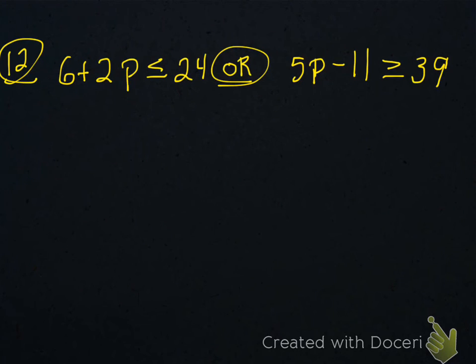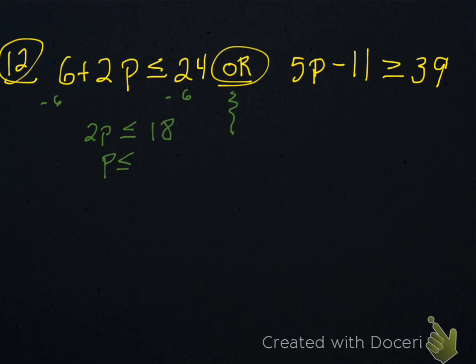Alrighty then, last problem. Yay! Okay, we have an OR statement. OR, so is it going to look like number 1 or number 2? Yep, it's going to look like number 1. Okay, so I'm expecting something that looks like number 1. Let's solve the left half. I got to get rid of that 6. So I'm going to subtract the 6, so now I have 2p less than or equal to what? Yep, 18. 24 minus 6 is 18.